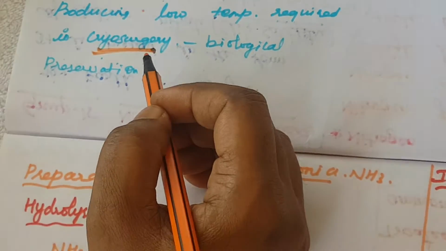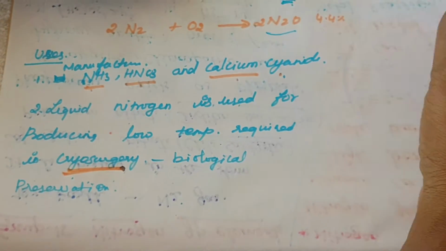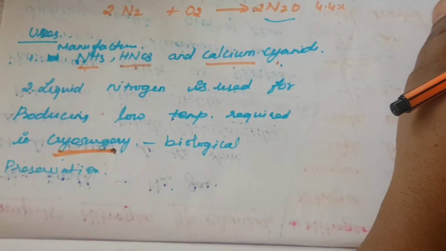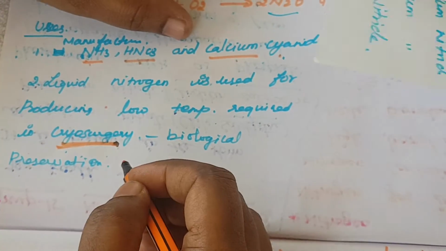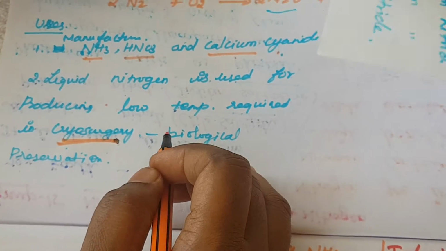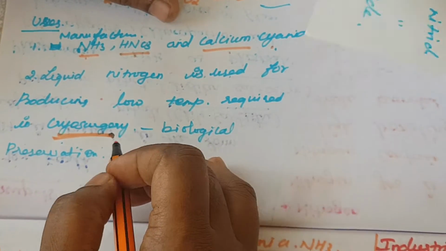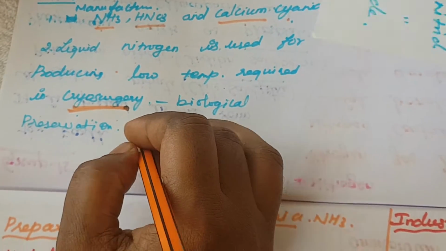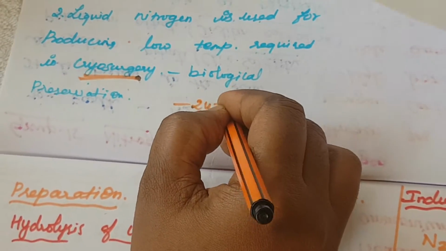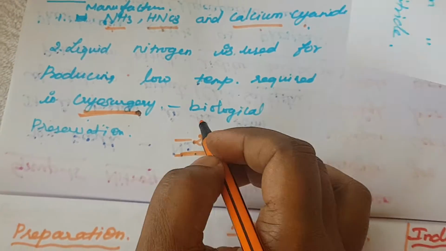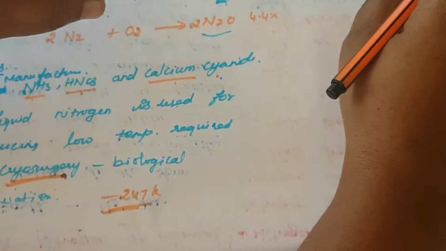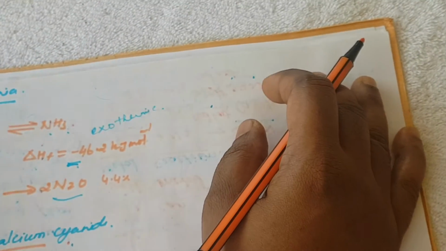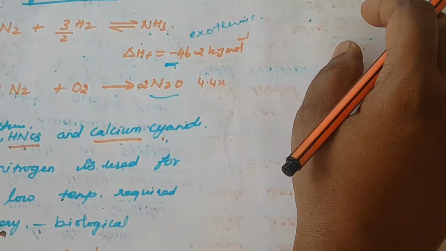What is meant by cryosurgery? It is for biological preservation. Nowadays organ transplant is very important, so the organs are preserved using liquid nitrogen, not ice, at minus 247 Kelvin. That is the temperature to preserve biological material in cryosurgery. So transplant organs can be preserved using liquid nitrogen. That is another important use of nitrogen.